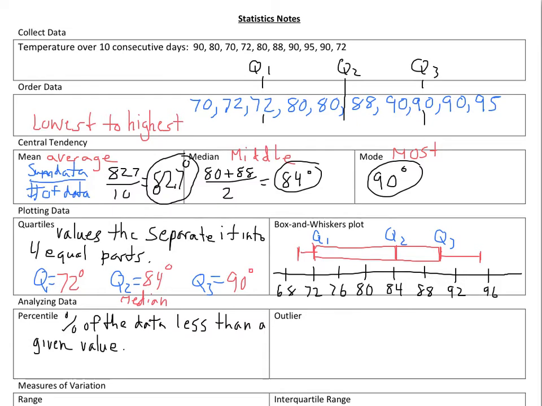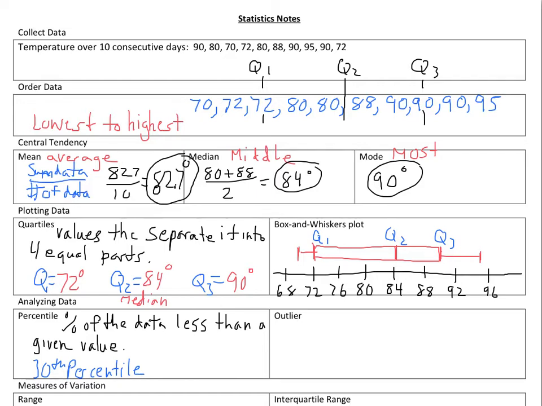Now, if I say something like, what is the 30th percentile? It's a different way of saying it. I didn't say what percent is below. I said, what is the 30th percentile? So what value has 30% of the information below it? What value would have 30% of the information below it?